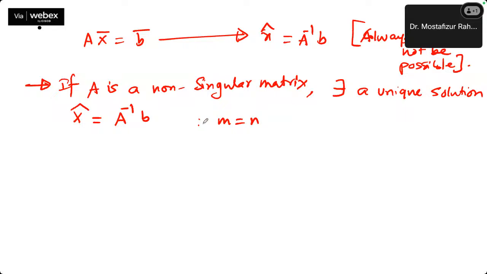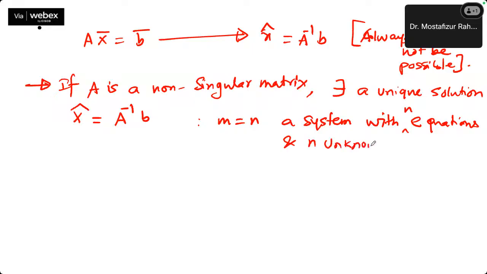Okay, first of all, number of rows equals number of columns, which means a system with n equations and n unknowns. Even if it is given, we may not get A inverse. That may be the case. So this is one condition, but there are additional requirements.